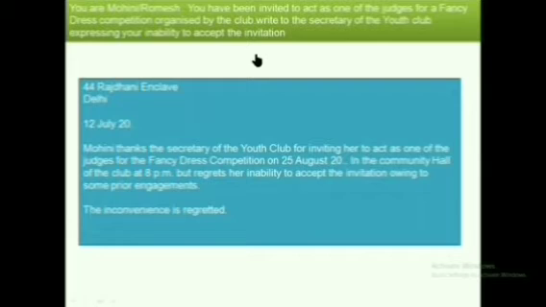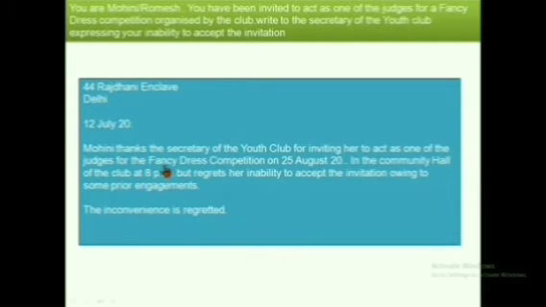Mohini thanks the secretary of the youth club for inviting her to act as one of the judges for the fancy dress competition on 25th August 2020 in the community hall of the club at 8 p.m. but regrets her inability to accept the invitation owing to some prior engagements. The inconvenience is regretted. Okay, children. So how you can very politely refuse an invitation is shown here. You regret her inability to accept the invitation owing to some prior engagements.